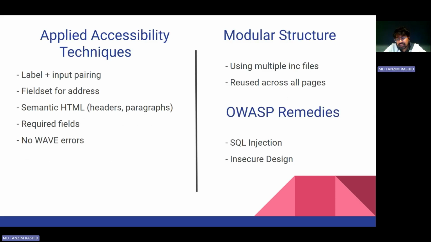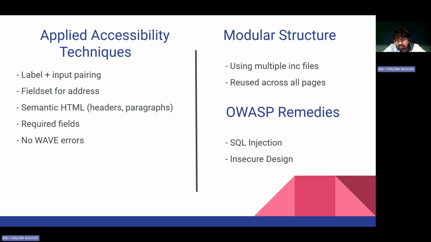Okay, so these are the accessibility techniques that I have applied, and when I'm demonstrating, I'll go over the errors, if there are any, in the page using the WAVE extension in Mozilla Firefox. I've also tried to make all my web pages modular in structure so that it's symmetric and easy to navigate through. I've used multiple INC files such as header, footer, and menu, so that it's easier for me to identify any errors or to modify in future if I have to.